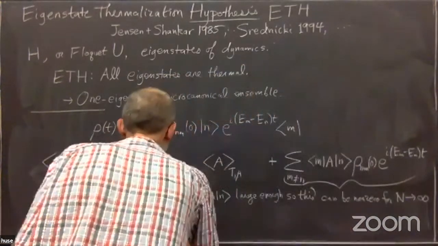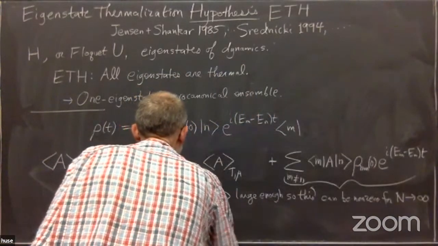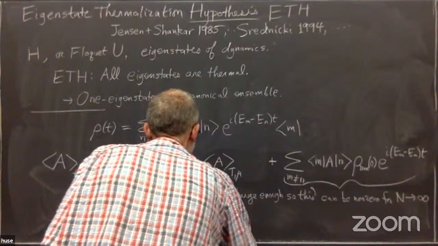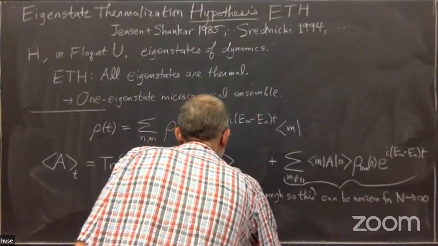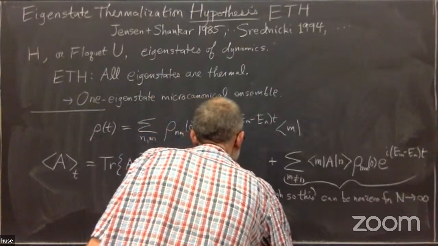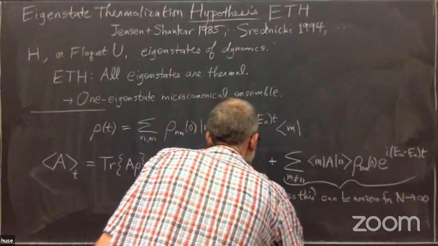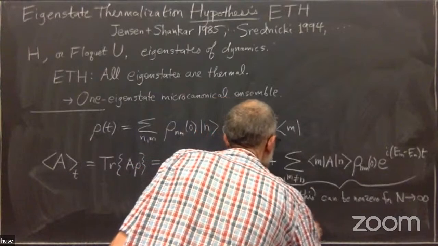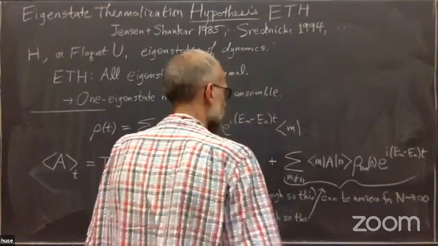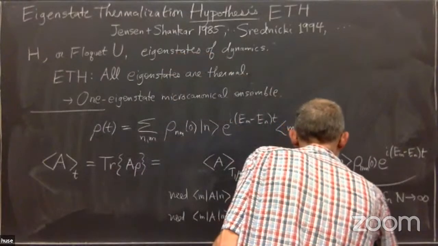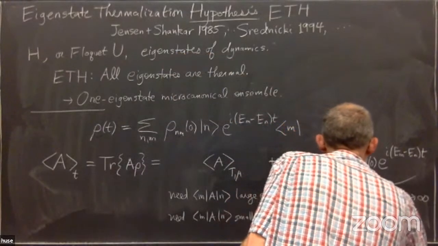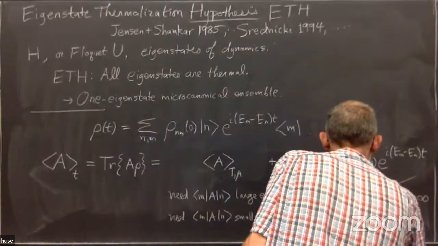But then we also need the matrix elements m A n small enough so that this here goes to zero for t going to infinity.